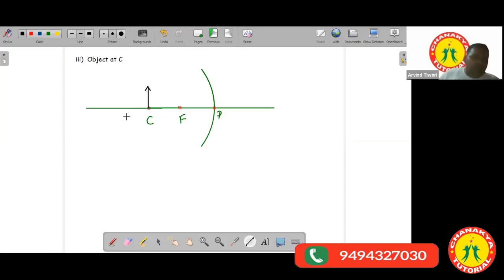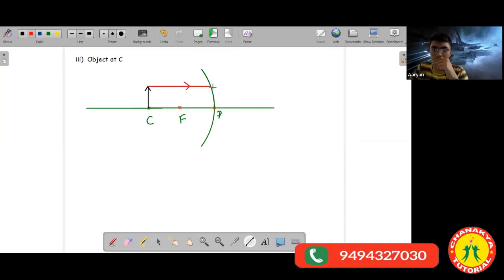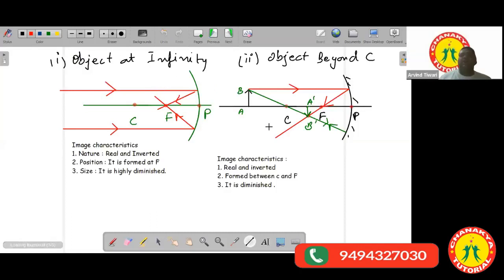Dhriti, are you able to draw? Yes, sir. Okay, so I'll be just checking everyone. So from here, you'll take a light ray parallel to the... Sir, how do you know that it is diminished or enlarged? Okay, see, if you observe over here, you observe the size of the object and the size of the image by your observation.